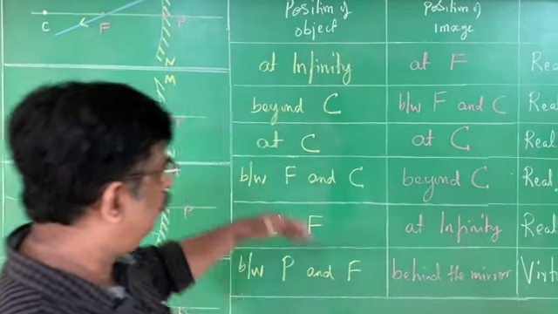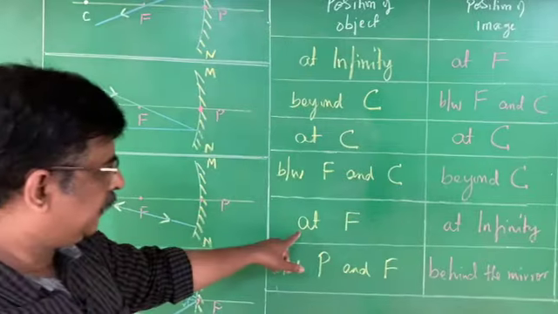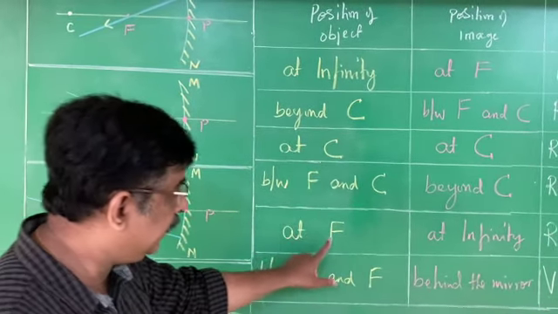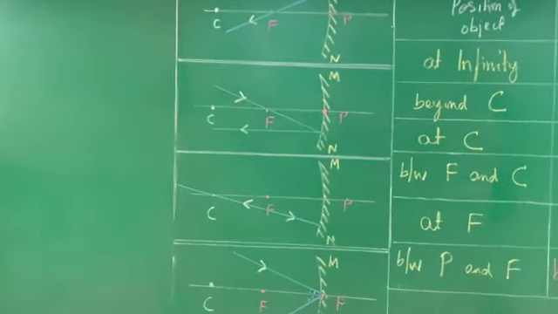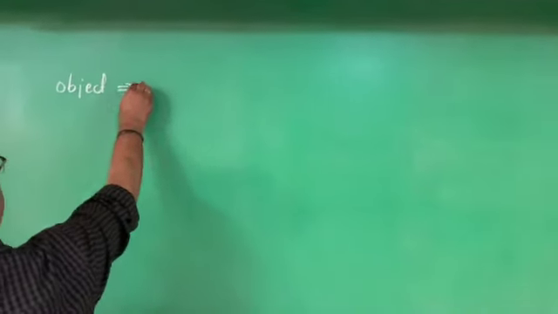F and C. Now, the fifth condition, fifth position of the object. Object is placed at F. Okay, we start that. Fifth one. Here, object is placed at F.